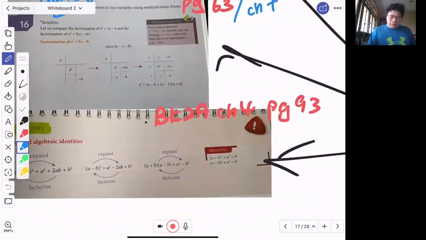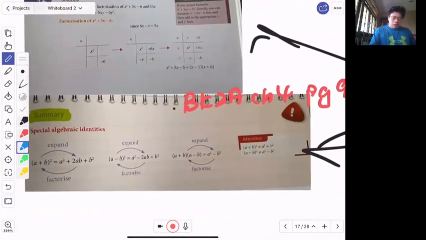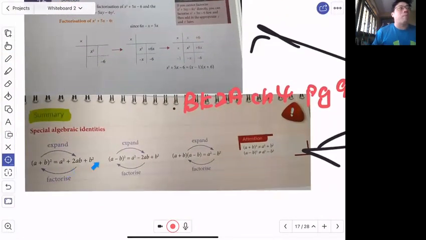There's also identity. Sometimes, you need to memorize. If people ask you what is algebraic identity, we cannot say we don't know. If you go to JH2, people will laugh at you. So you need to know your identity.